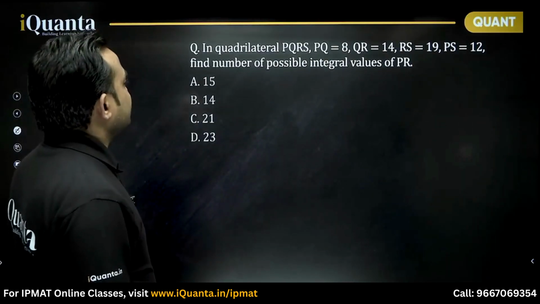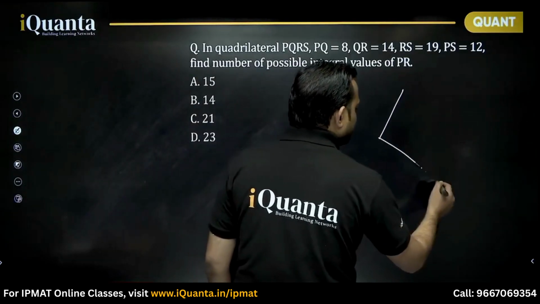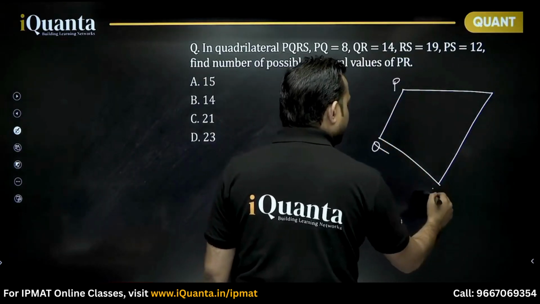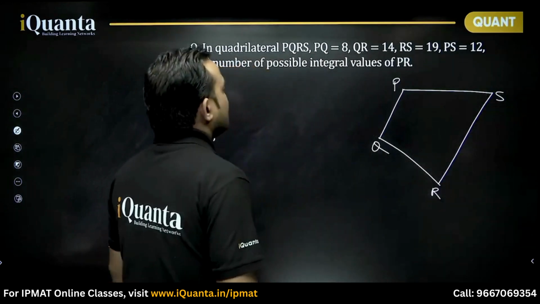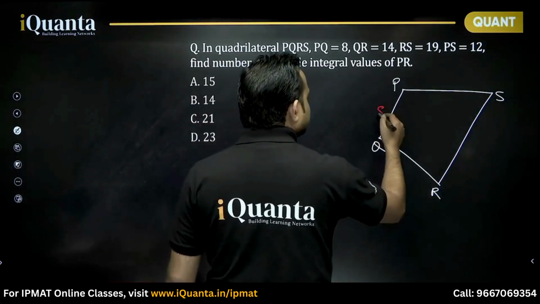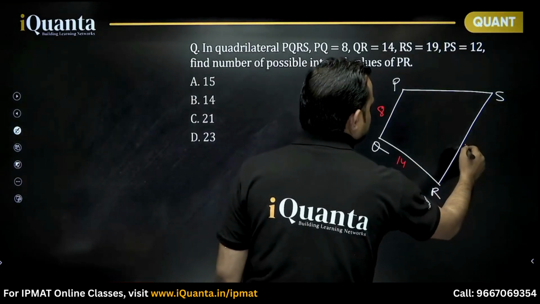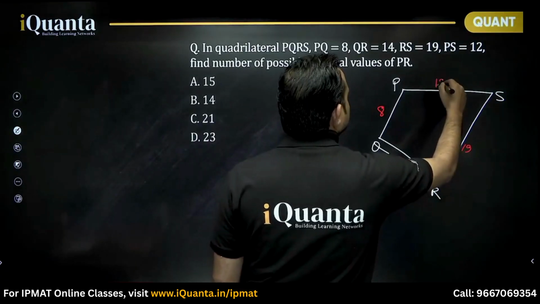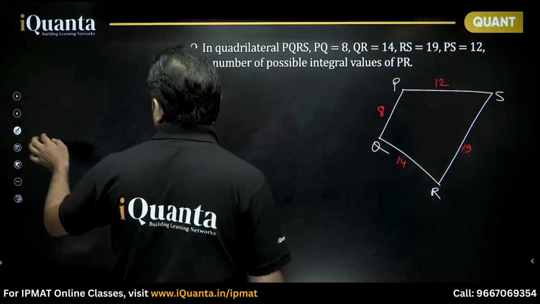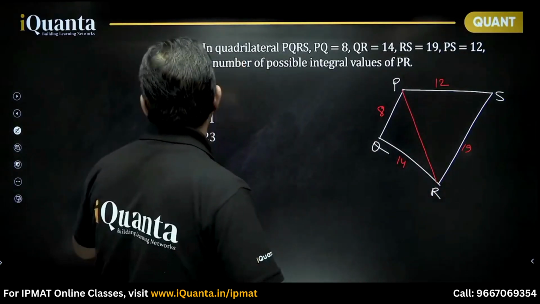Next question, it says in quadrilateral PQRS. So P, Q, R and S. PQ is given, which is 8 centimeter. So PQ is 8, QR is 14, RS is 19, and PS is 12. Find the number of possible integral values of PR. So if I join PR, we need to find the number of possible integral values of PR.